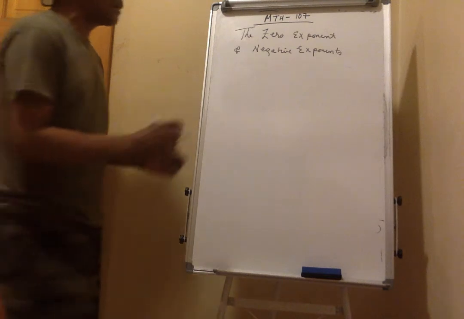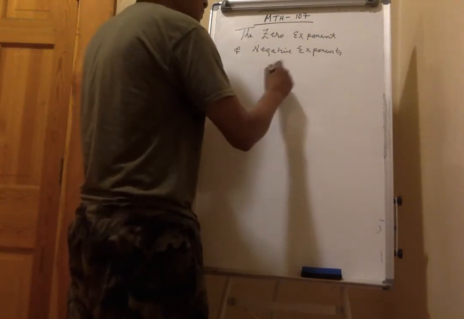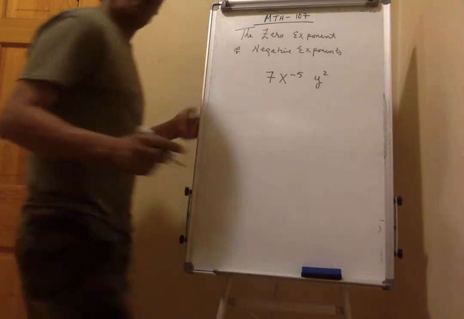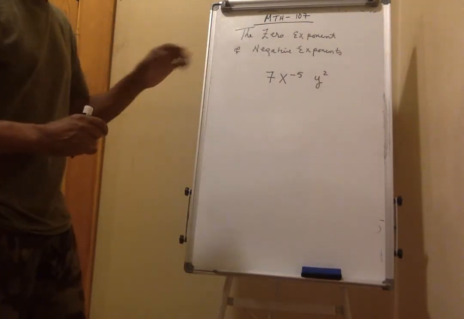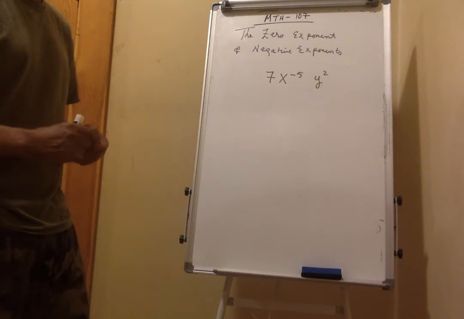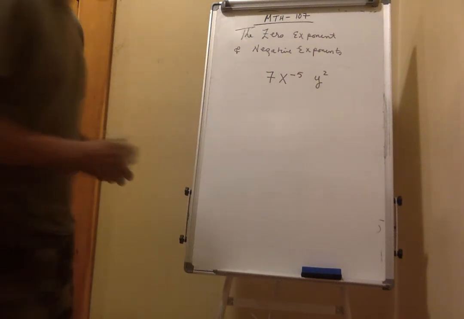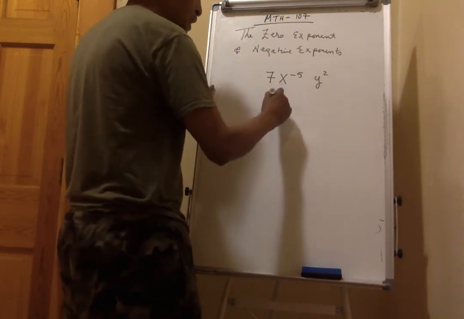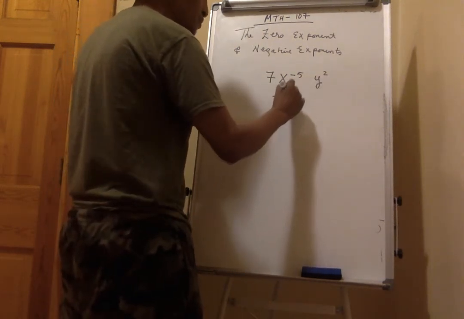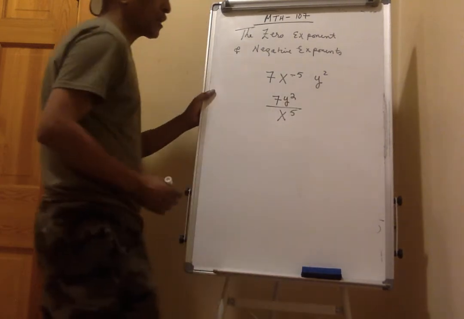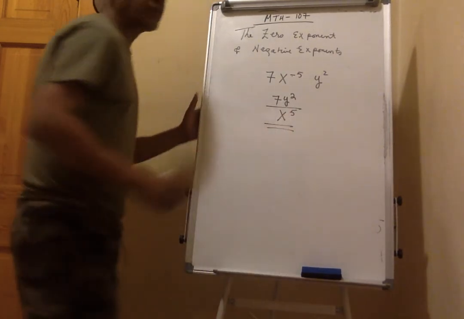And then you can also have this kind of problem, 7x to the negative 5, y to the second. So all you need to worry about in this expression is what? How are you going to change negative 5 to positive 5? All you need to do is what? Bring down x. This one stays on top. This one stays also on top. But x to the negative 5 comes down to become x to the fifth. And then we're done.